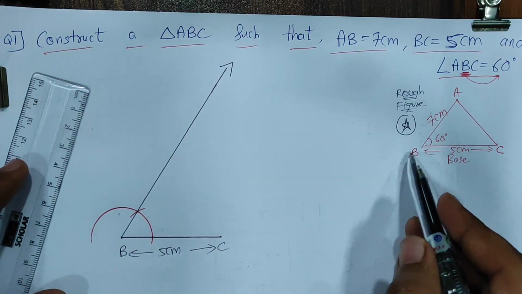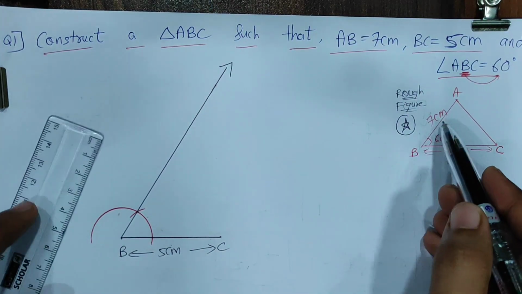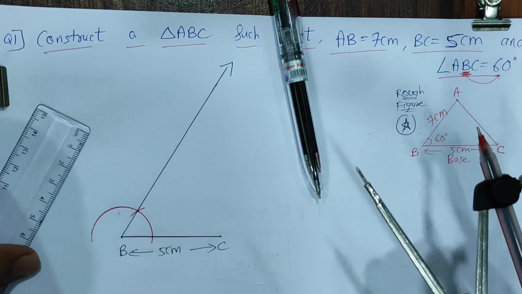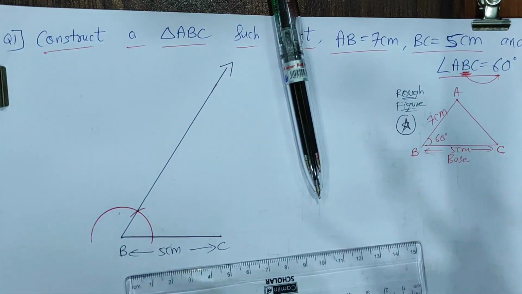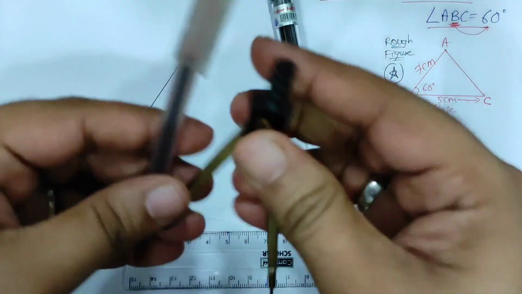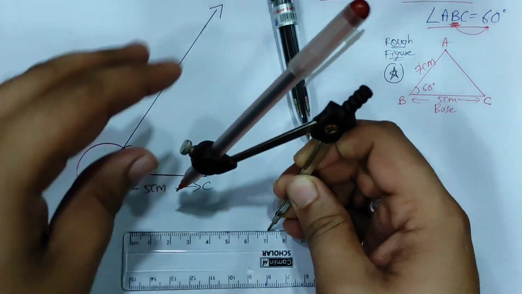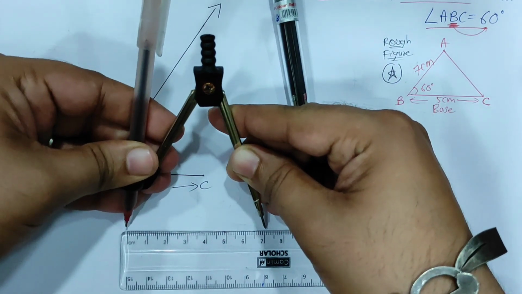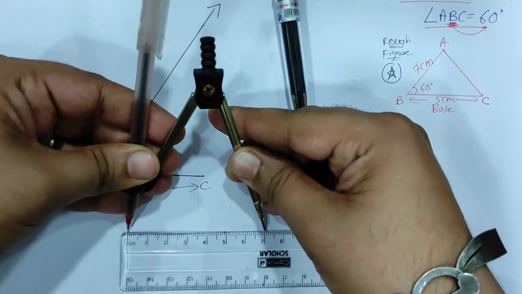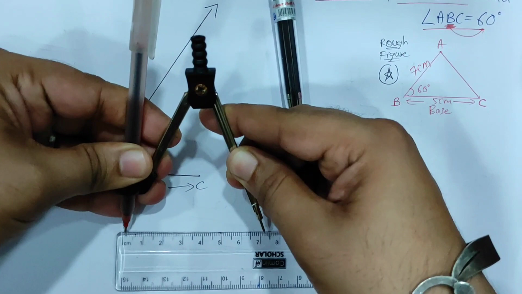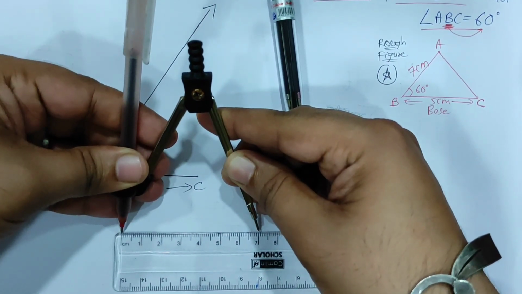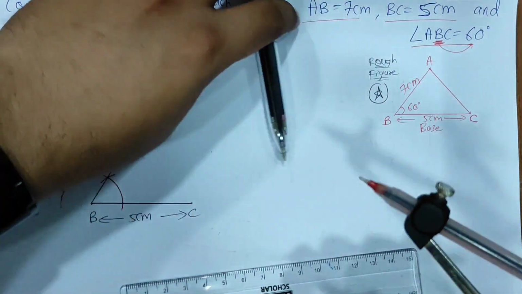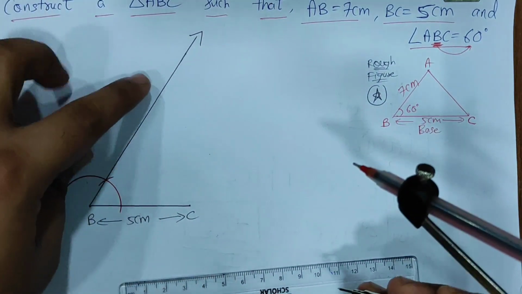Now I want this BA as 7 centimeter. So what should I do? Within my compass, I'll take the dimension of 7 centimeter with the help of the scale. I'll keep my scale over here and adjust it in such a manner that it's 7 centimeter, please. One second, please. Okay, this is exactly 7 centimeter now. Now in my compass, I took 7 centimeter. I cannot directly measure over here, please.